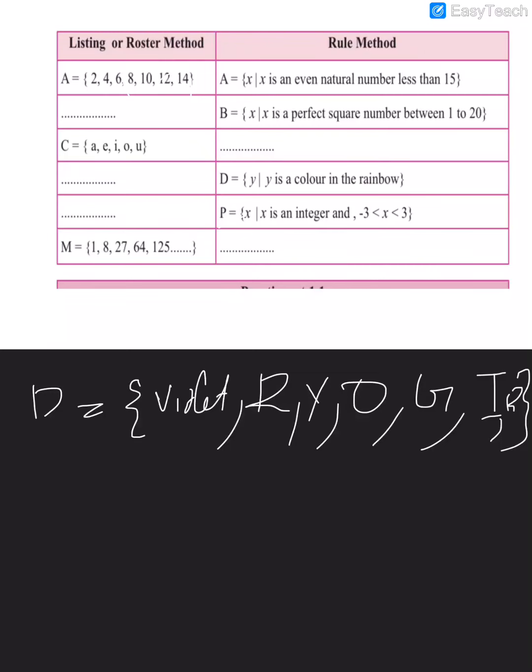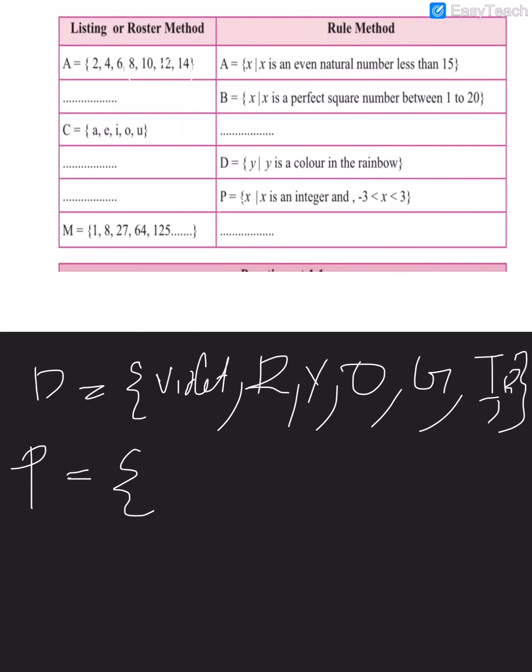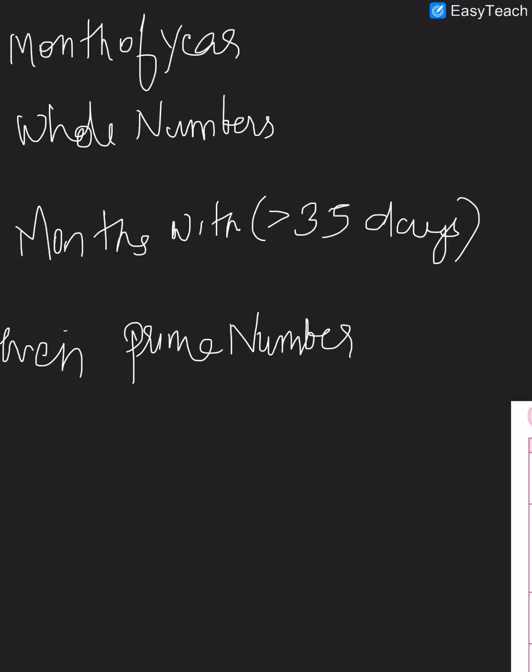And what is P? X is an integer between -3 and 3. So P, how can we write? X is an integer between -3 and +3. So the integers between -3 and 3 are -2, -1, 0, 1, 2. And now the last set of questions.